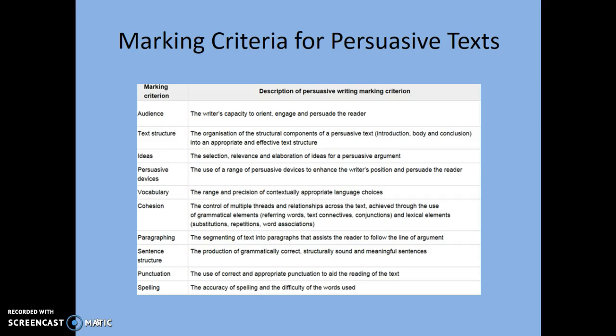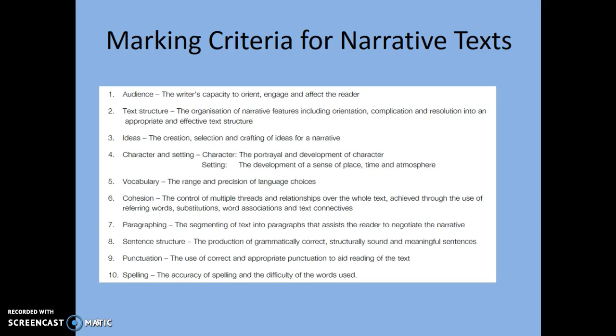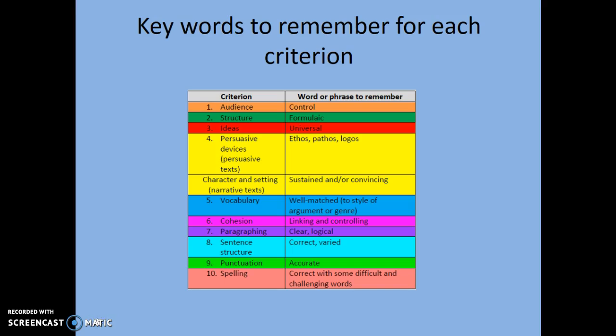So here you can see the persuasive writing marking criteria, and in the fourth one here is persuasive devices. In the narrative text, you'll see that number 4 refers to character and setting. So you're being judged there on the development of character and setting. In this next slide, I have given you a word or phrase to help you remember what the marker is looking for in each criteria.